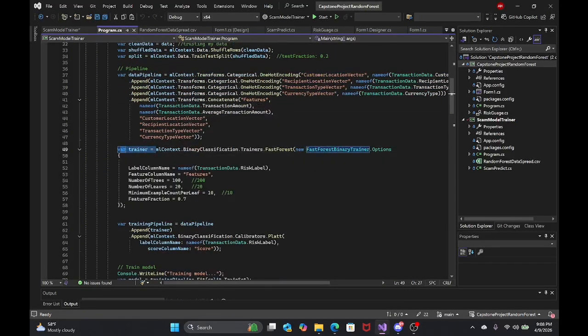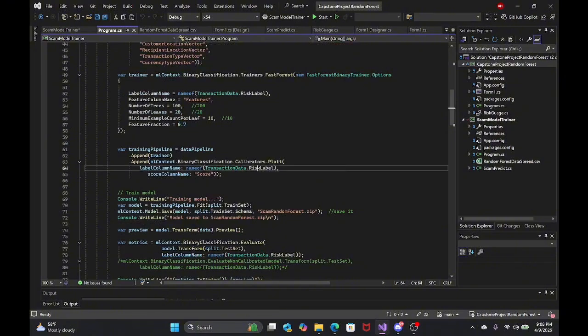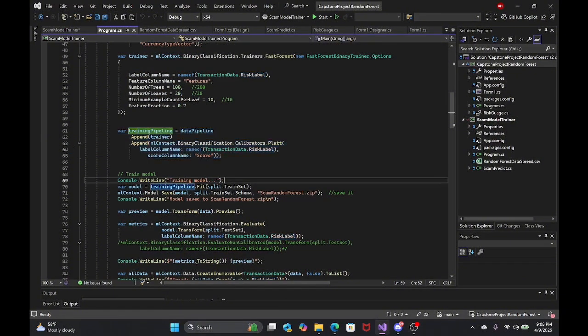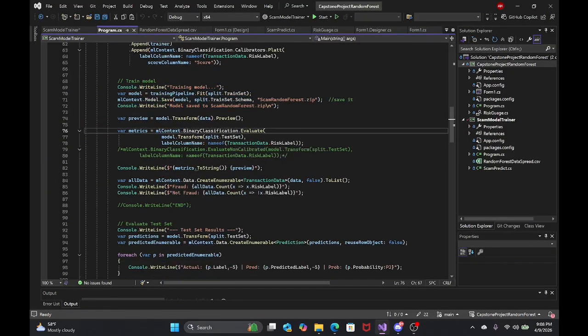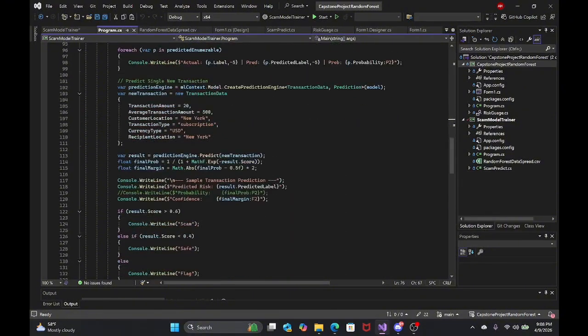We plug in the trainer, plug in this classification, this is the fast forest. This is just determining the options. So 100 trees, 20 number of leaves, 0.7 feature fraction. Put it through the pipeline, and then it trains the model through that split train set that we had. And then we'll save the model to a zip file. And the rest of this we'll get into when we run it.